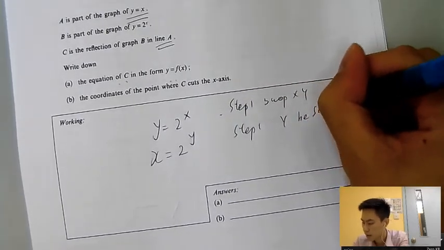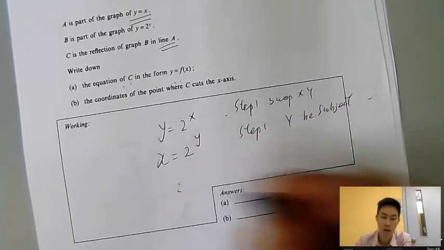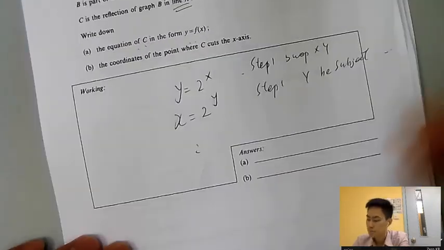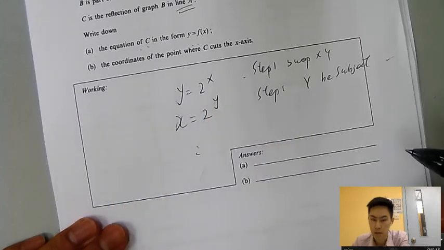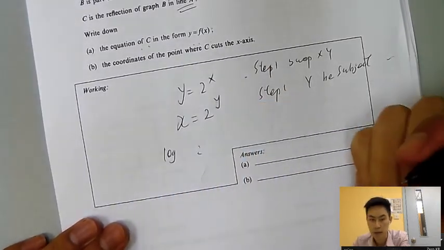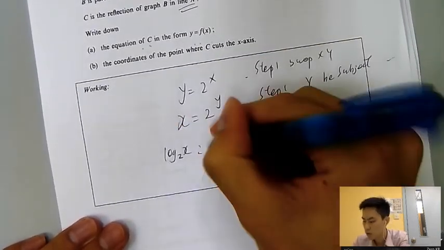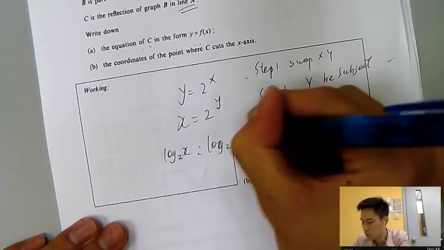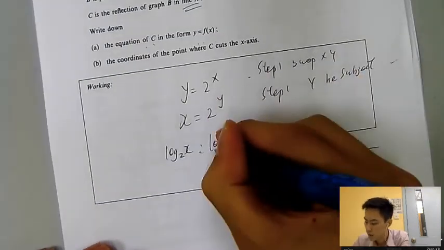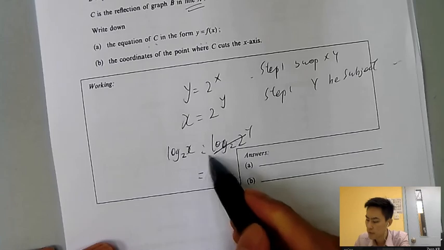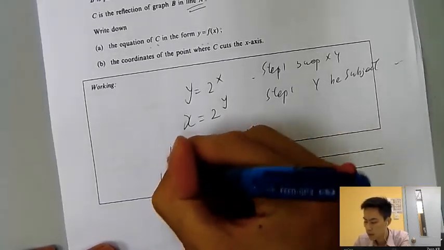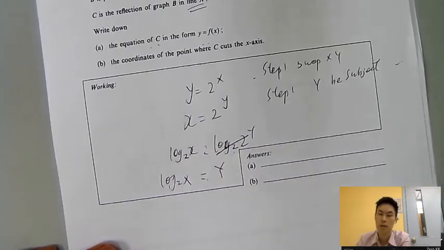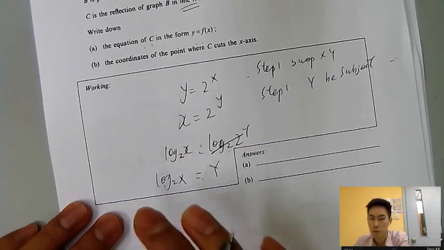The second step is to make y the subject. This requires log knowledge. So how do I find y? On both sides you take log to the base 2: log base 2 of x, and log base 2 of 2 power y. This cancels out, because both have the same base, so that will be just y equals log base 2 of x. So that's the inverse, and that's the equation of C.